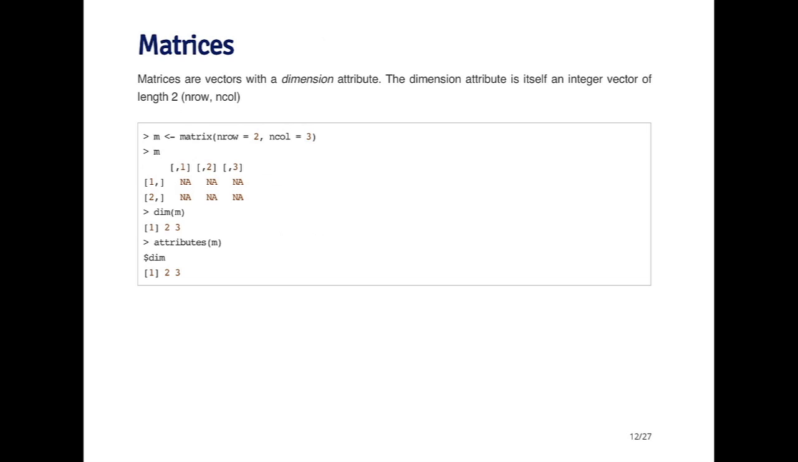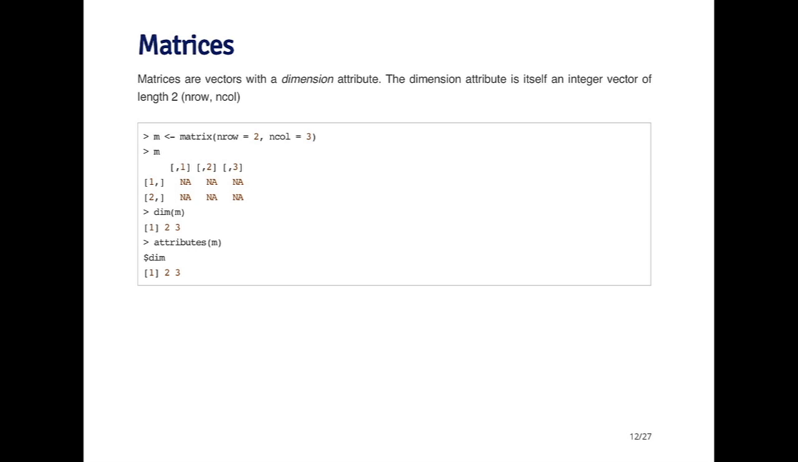Matrices are a special type of vector in R, so they're not a separate class of objects, but they're basically vectors that have an attribute called the dimension. And so the dimension attribute is an integer vector of length 2, where the first number is the number of rows of the matrix, and the second number is the number of columns.